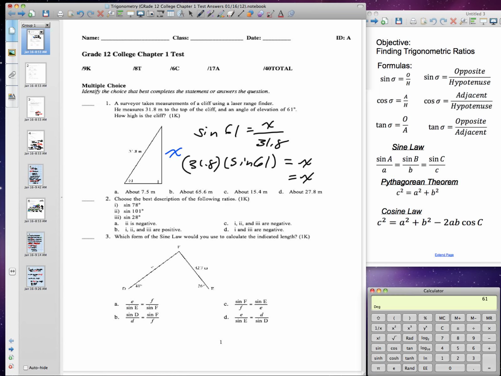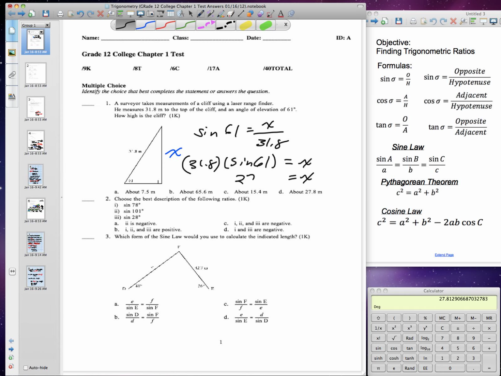And when we equate those two, sine 61 times 31.8. So sine 61 times 31.8, 27.81 meters. So according to that, we're looking for answer D in this multiple choice. Answer D is the height of this cliff.